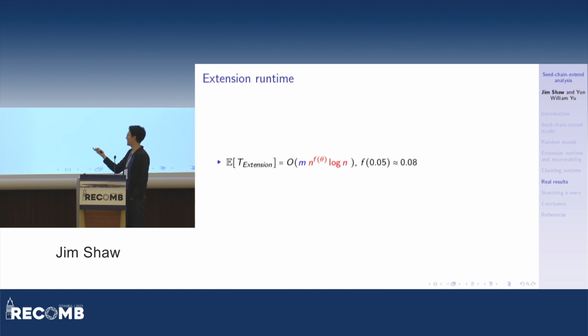So the expected time of chaining under a model is this term over here. And f of 0.05 is about 0.08, and we show that in our paper. The slope of the extension time should be proportional to that red term over there, right?